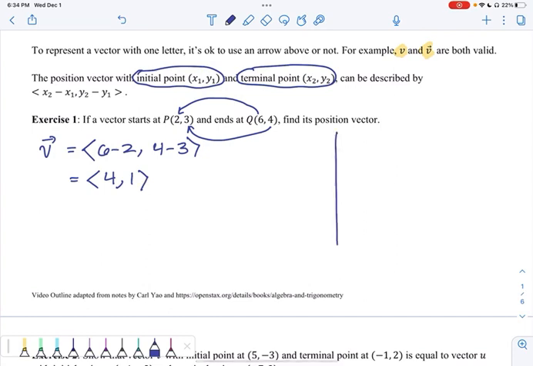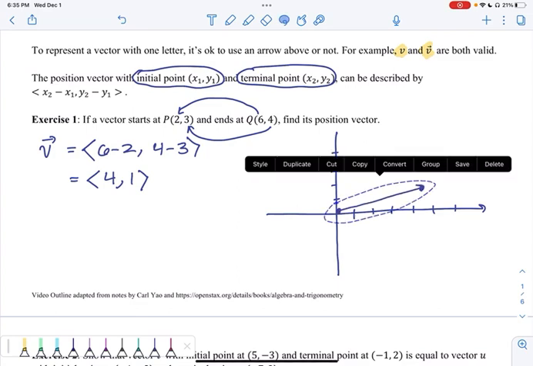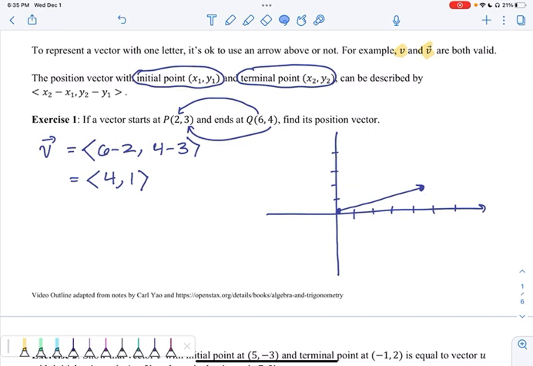So if we looked at a quick sketch, okay, so if we have the point (2, 3), and then the point (6, 4), kind of look like that. And what we just said is if I picked up that point and moved it to the origin, its terminal point would be, if I could draw a little bit better, it should end at (4, 1).